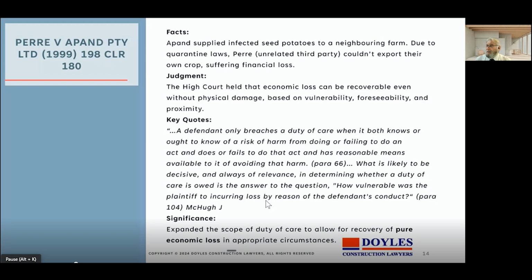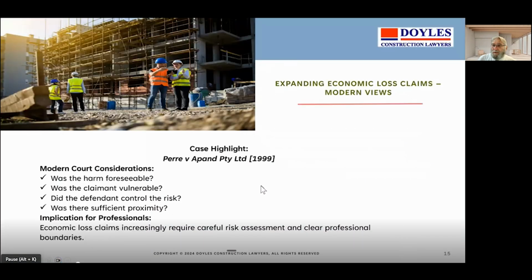And the other question asked is, how vulnerable was the plaintiff to incurring loss? So they were worried about protecting those in the community that couldn't protect themselves. They were worried about vulnerable people being oppressed by other people taking risks and failing to take care, and there being no remedy. So that was seen to be in 1999 a significant expansion of the circumstances in which negligence would be seen to create an issue and a controlled situation for recovery.